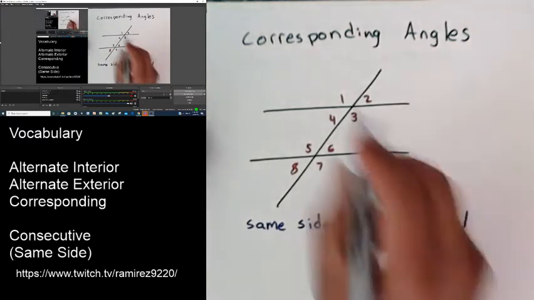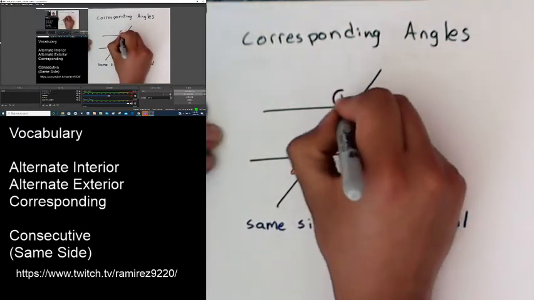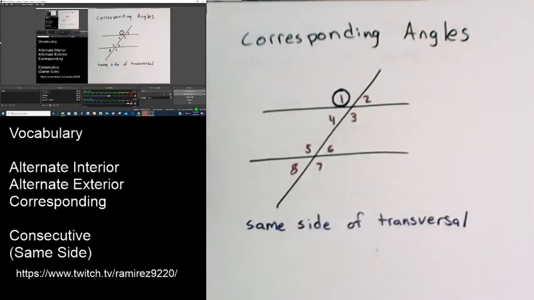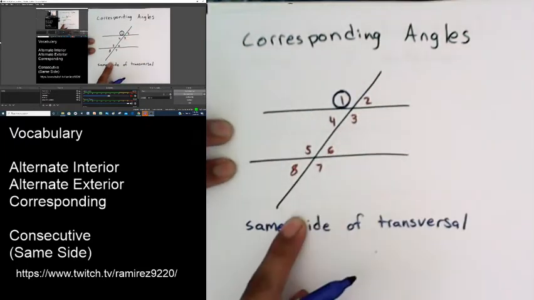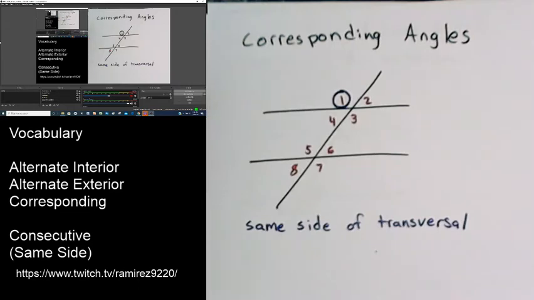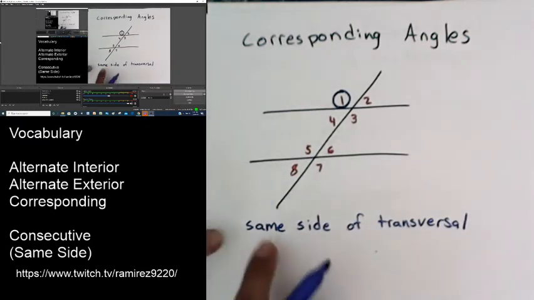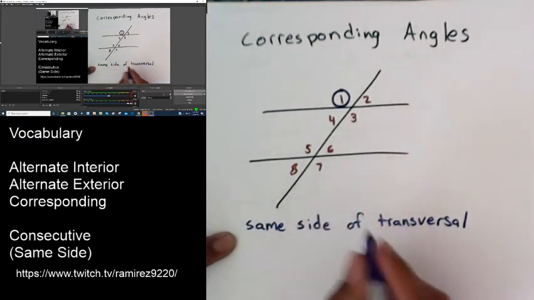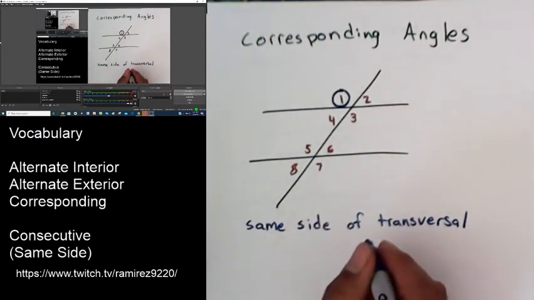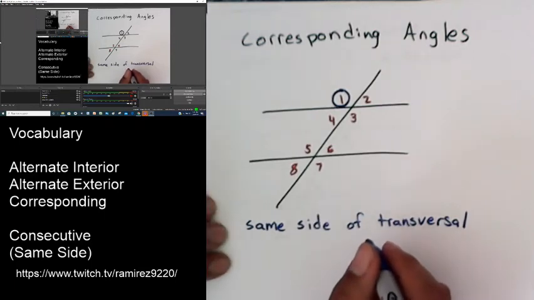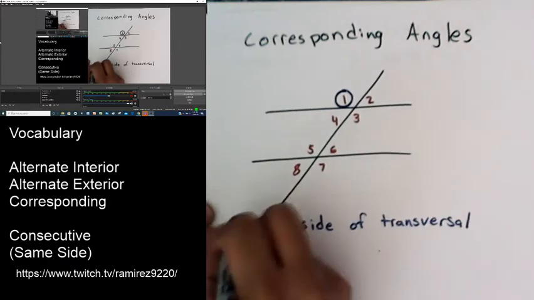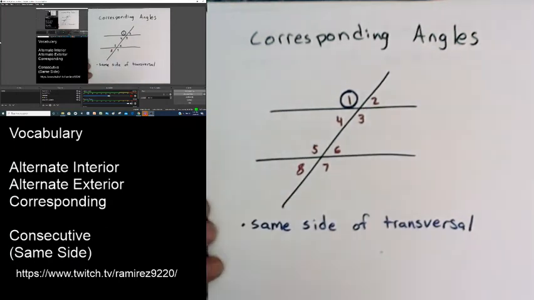So for example, let's say I was looking at the 1, right? I cannot match it with anything on the other side because it has to be on the same side of the transversal. And the way you want to think of it is, one of the angles is going to be interior, and one of them is going to be exterior. So again, they have to be on the same side of the transversal.